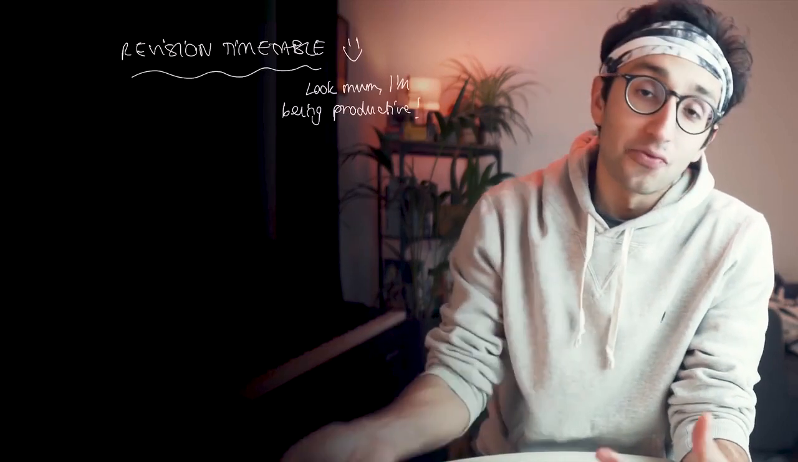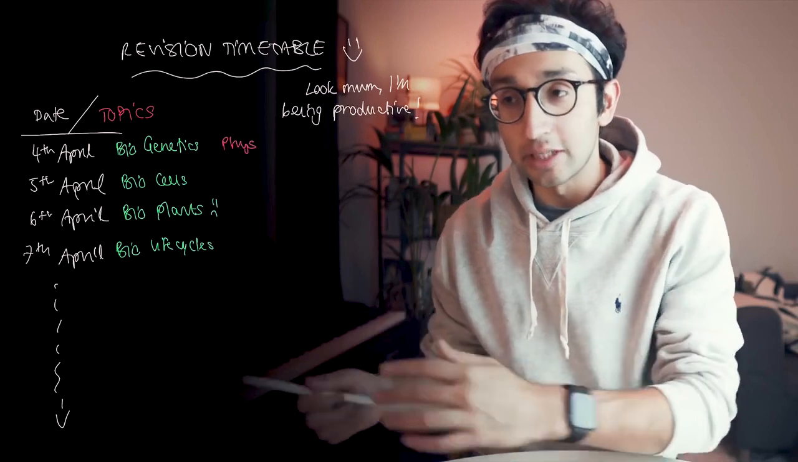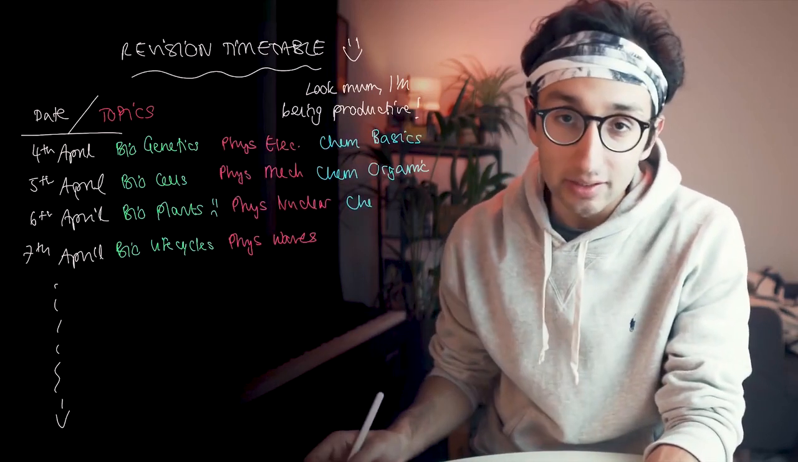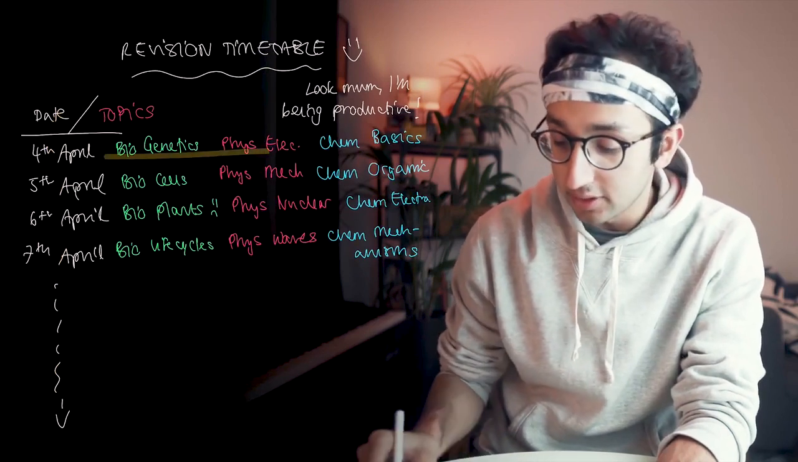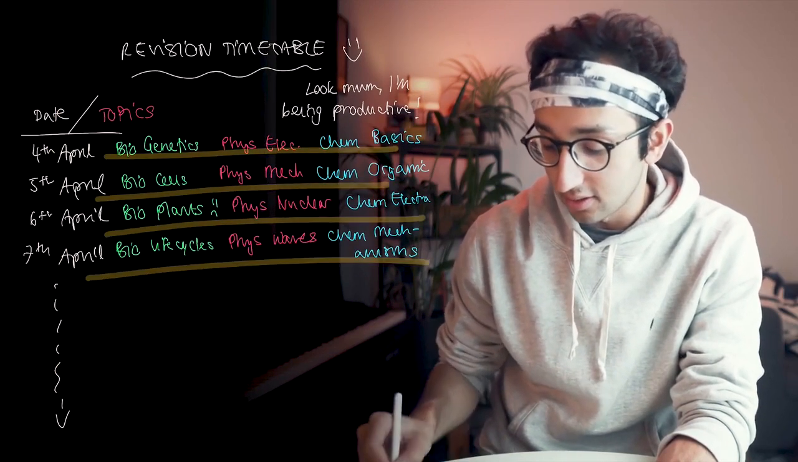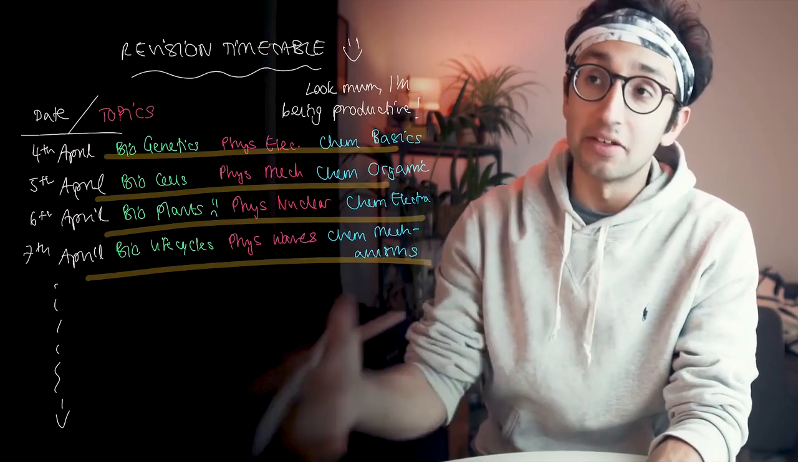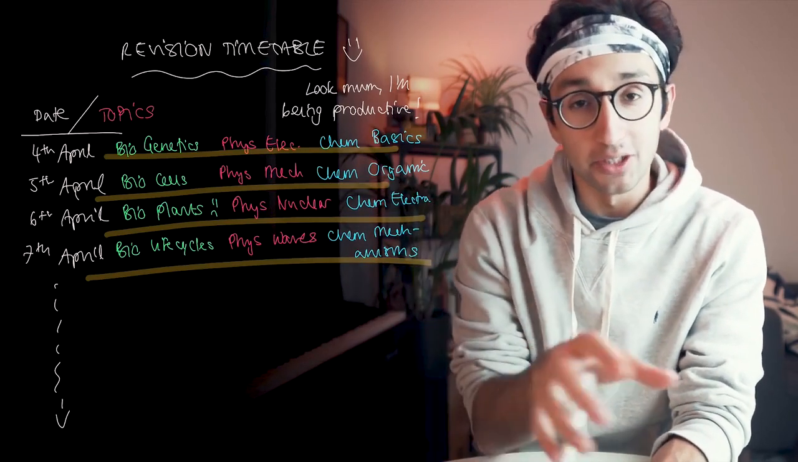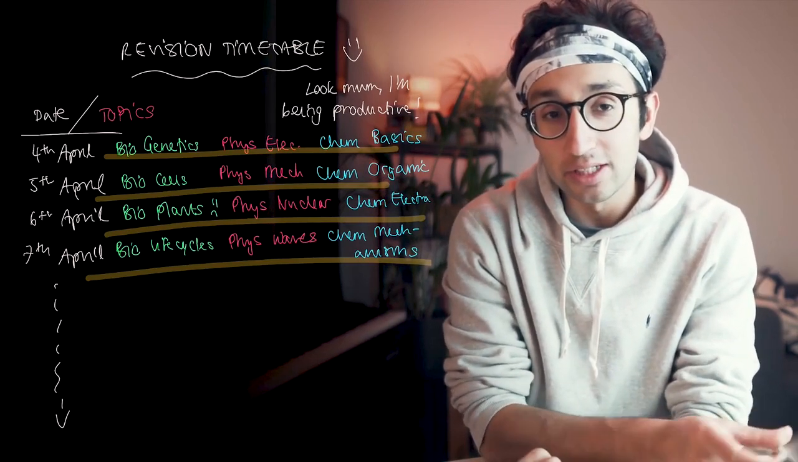Prospective means looking forward, and retrospective means looking back. And what most people think of as a revision timetable tends to be prospective, so it tends to look something like this. You've got your dates down one column, and then you've got the topics that you're going to revise each day in your rows. And the idea is when you're making these, you'd predict in advance what kind of topics you want to be doing.